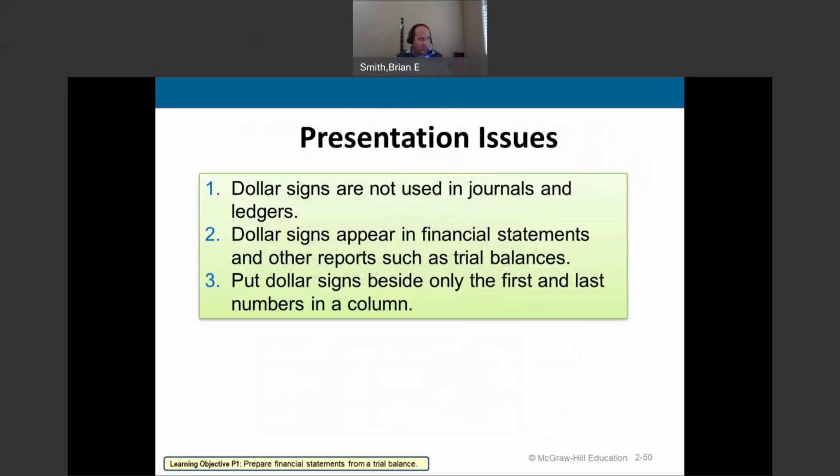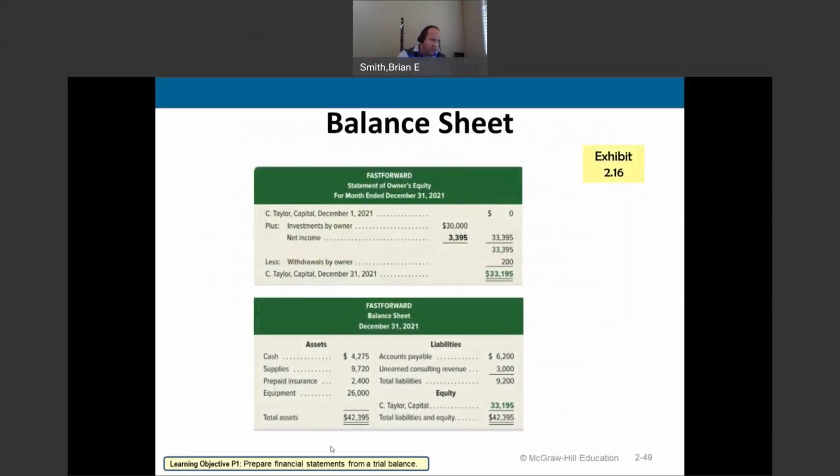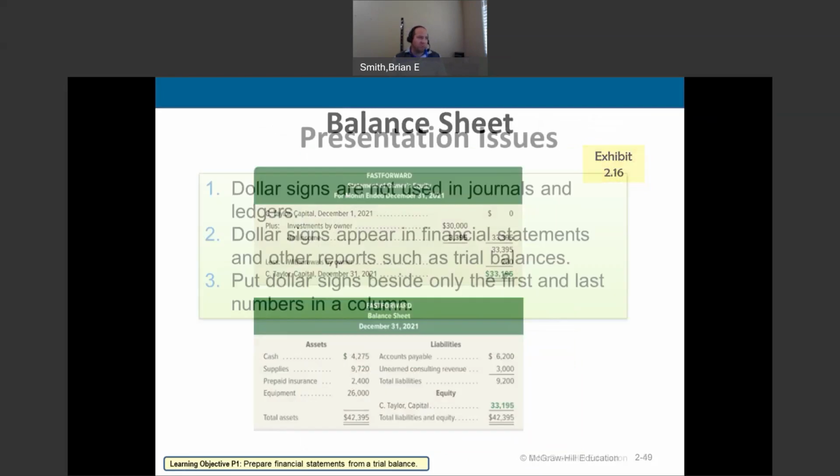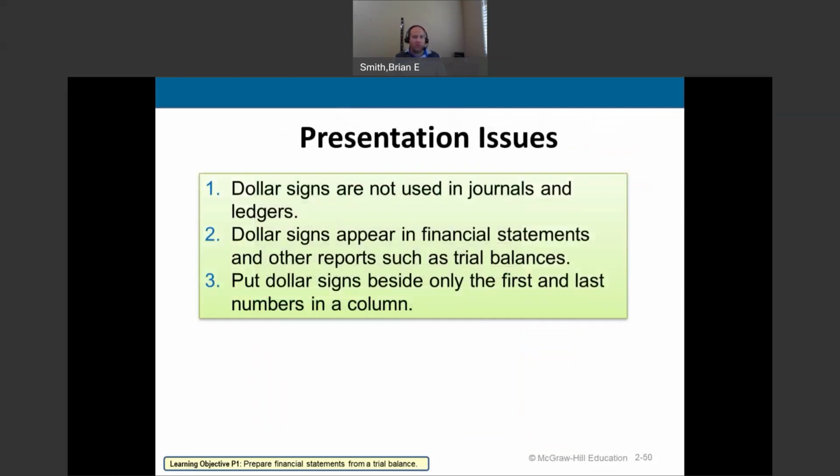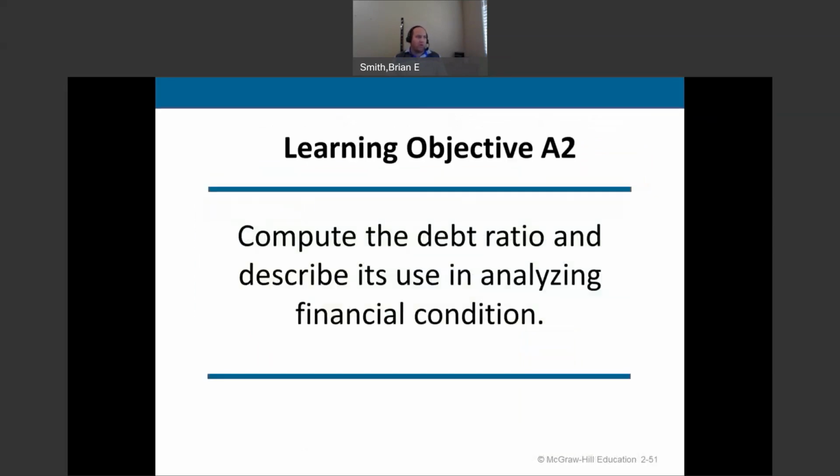Dollar signs are not used. These are just some kind of formatting situations. Look over here. You only put the dollar sign in the first one. I put it on all of them most of the time. It's not good practice, but I do it anyway. And then in the totals, there are formatting situations that you have to follow for GAAP, but I don't focus on that or anything else.